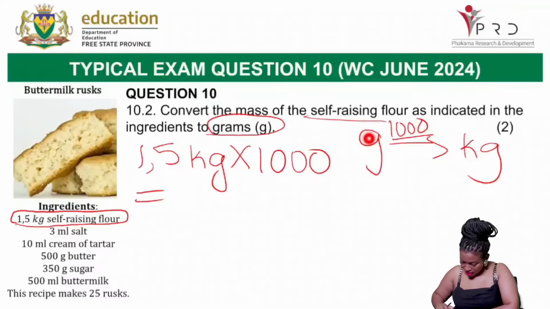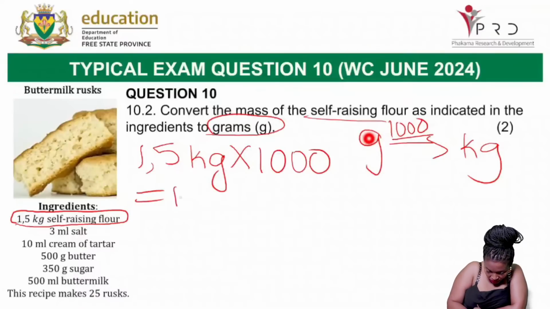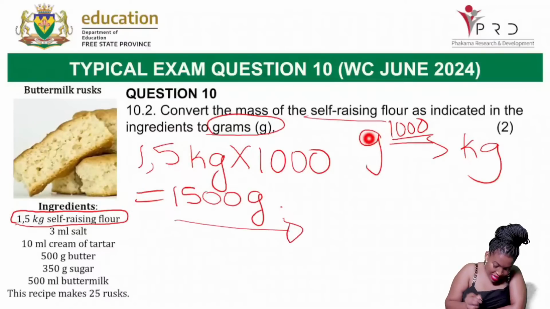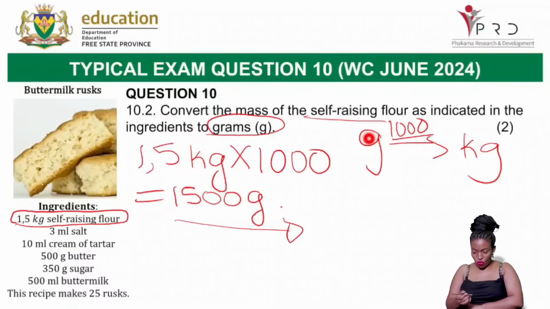Let's take out the calculator. It's 1.5 multiplied by 1,000. It is 1,500. So this is 1,500. 1,500 what? Grams. So this is the answer in grams. You've got your 2 marks there.